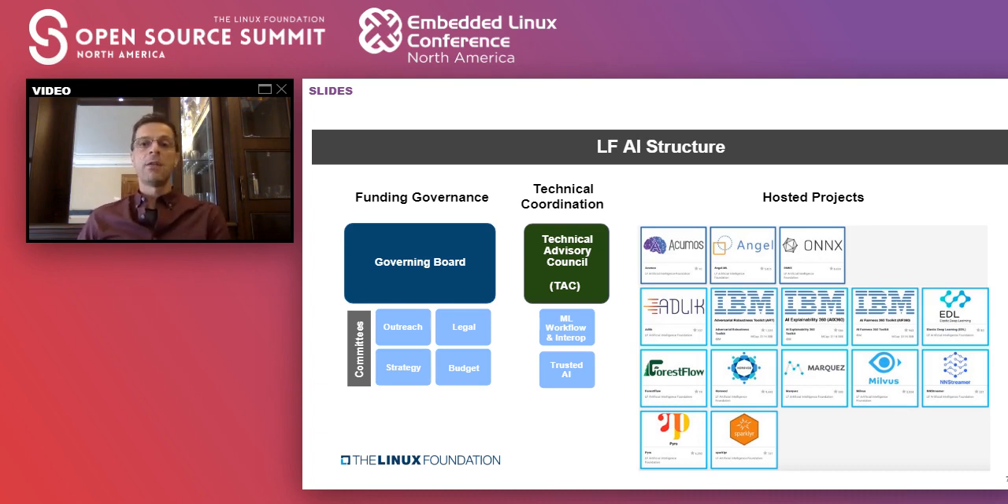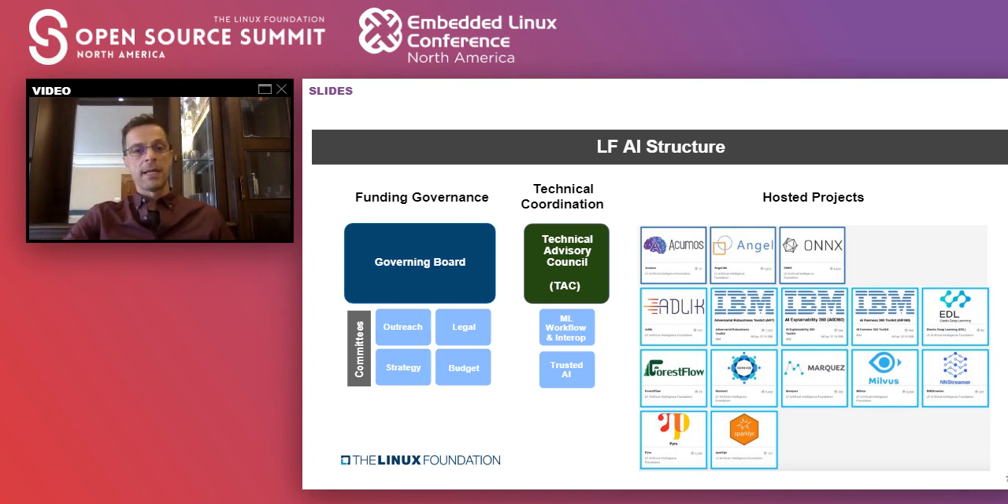On the right-hand side, we have the hosted projects. Today, we have 16 hosted projects. Three of them on the top level are graduate projects: Onyx, Angel, and Acumos. And we have a number of projects in incubation. Not all of them are on the slide because some of them are not announced yet. If you follow us on our LFAI blog, available from lfai.foundation/blog, you will be able to find and be updated on new announcements in relation to incoming projects.